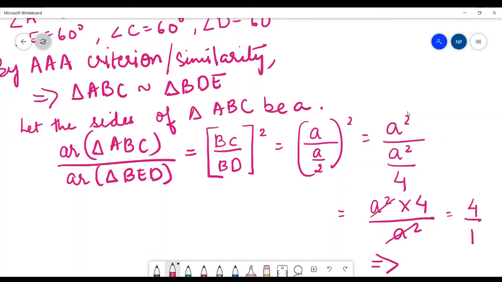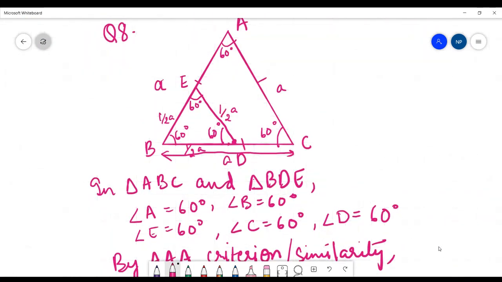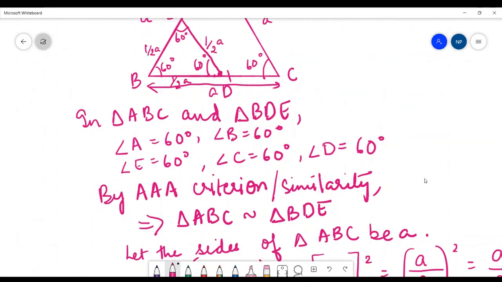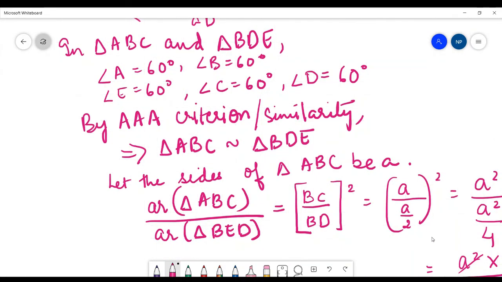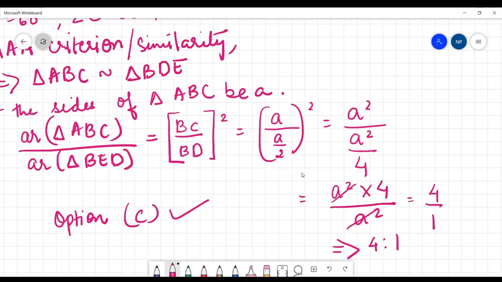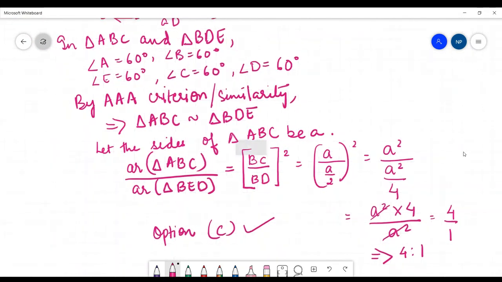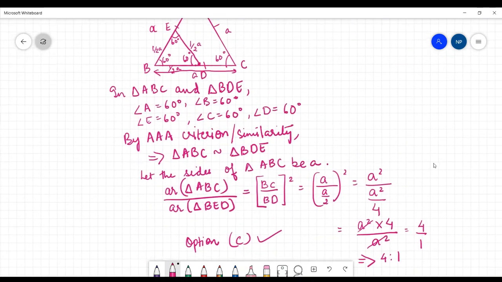That means the ratio is what? It is 4:1. So which option is correct, children? Option C is correct. Is that clear? Option C is the correct one. So copy down this solution, and question number 9 is also similar to this. Question 9 is your homework. I hope this is clear, children. This is the full solution. You can pause and write it down.